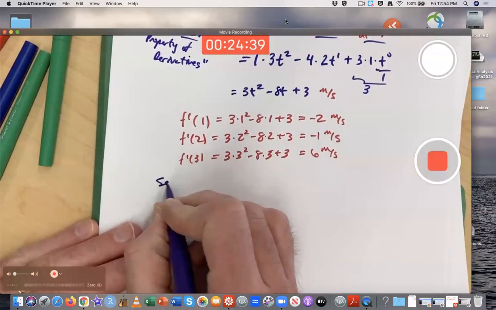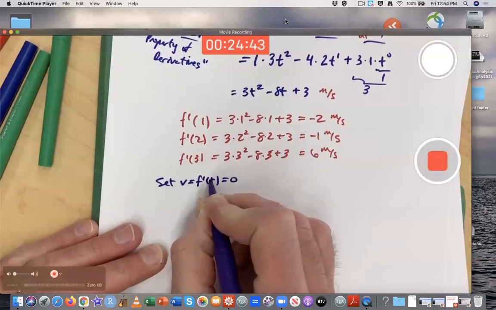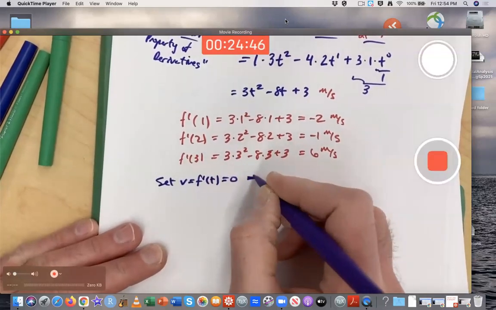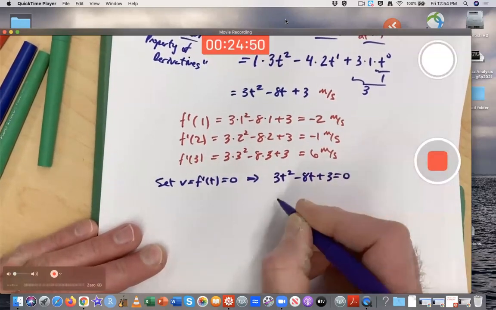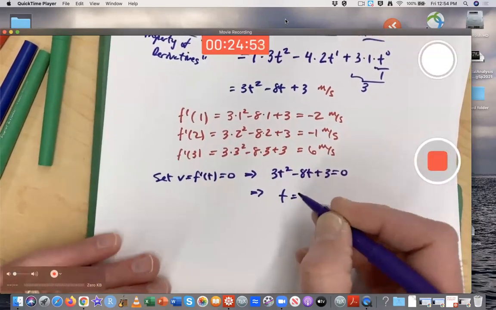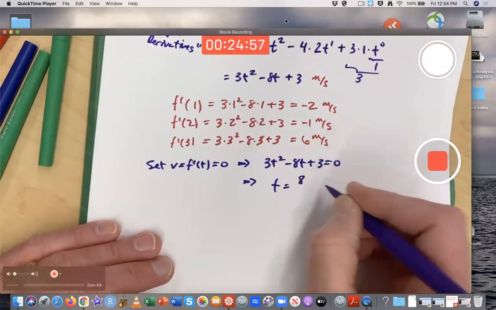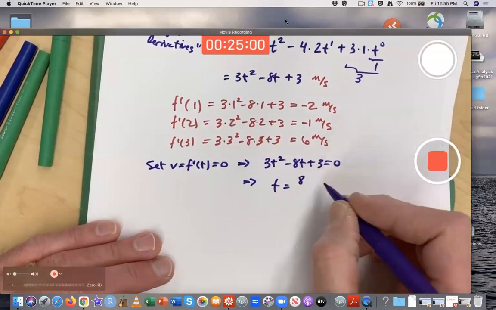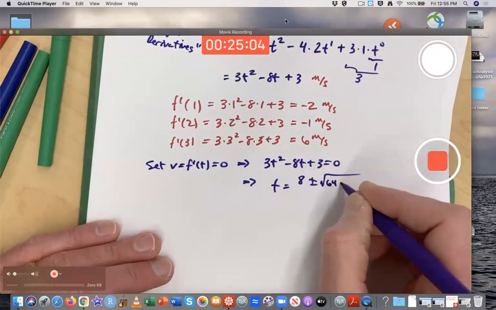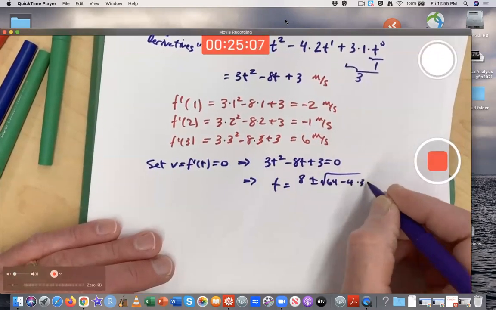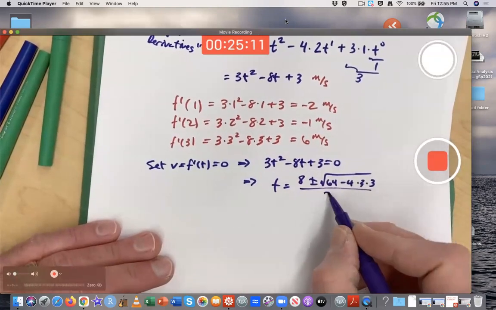If I set v equal to 0, f prime of t equal to 0, and solve for t, that means 3t squared minus 8t plus 3 equals 0. So use the quadratic formula, which you should memorize. You really should. Take the negative of that coefficient, which is 8, plus or minus the square root of -8 squared, which is 64, minus 4 times 3 times 3, 4 times a times c, all over 2 times a, which is 2 times 3.